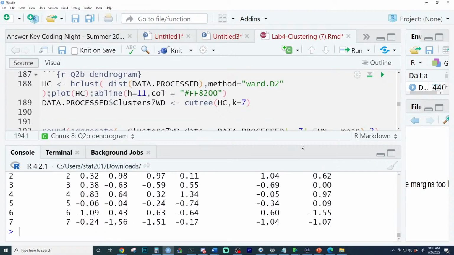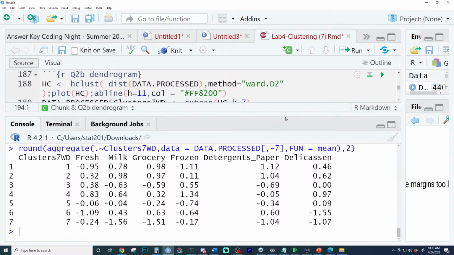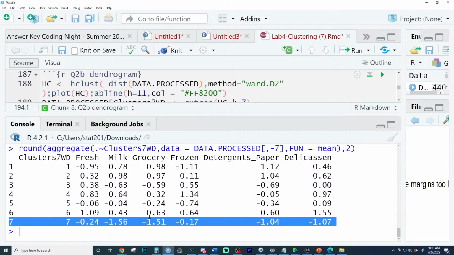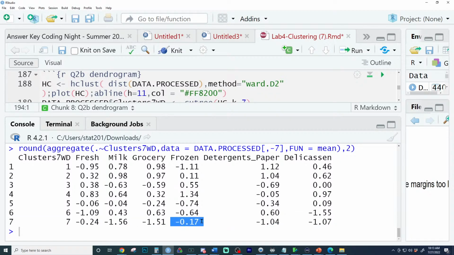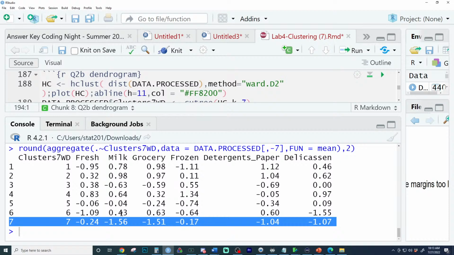But all in all, so the 7 clustering scheme right here, what do we see? Does anything jump out to you here? Who's our below average customers? 1 through 7. There's no real pop to any of this really, though. Which cluster would be our below average customers? 7, yep, Joseph. So they're almost average on frozen, but they're below average on everything.